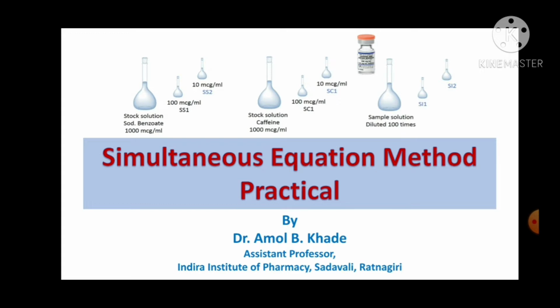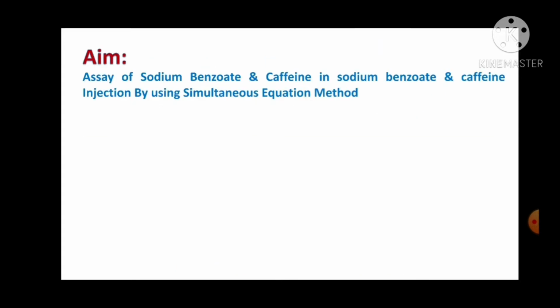So today we are going to see one of the important multi-component methods of analysis by using UV spectrophotometer, that is the simultaneous equation method. This method is also named as the Vierordt method. We have already created one video related to the theoretical aspect of this method, so I request you to watch this video. The link for the same is given in the description box.